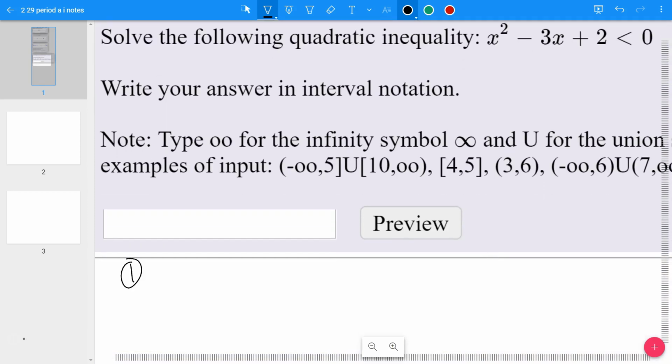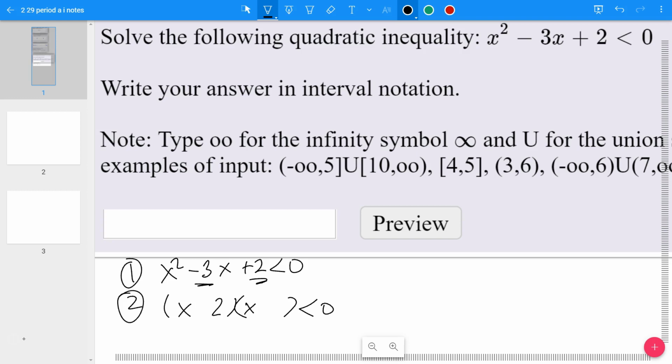So step 1 is, you have x squared minus 3x plus 2 is less than 0. So you factor on the left side. So it looks like this. To factor, you need two numbers that multiply to 2, and the same two numbers have to add up to -3. So you put your variables here. Again, two numbers that multiply to 2, and the same two numbers have to add up to -3. You can probably think of these, let's see here, 2 and 1.